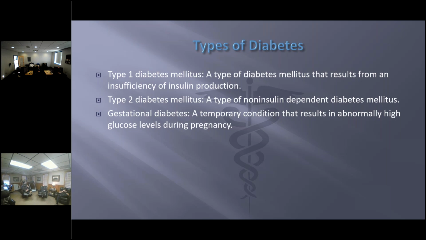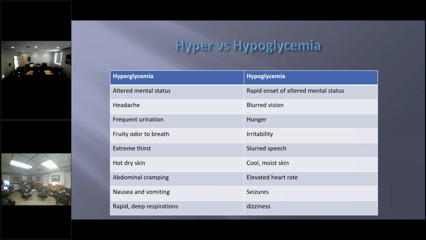What we need to treat is the fact that their blood sugar is either too low or too high and it's not sustaining perfusion properly. So there is quite a difference between signs and symptoms for hyperglycemic patients and our hypoglycemic patients. Hypoglycemia generally is marked by pale, cool, diaphoretic skin. Most of the time it's acute or a rapid onset.